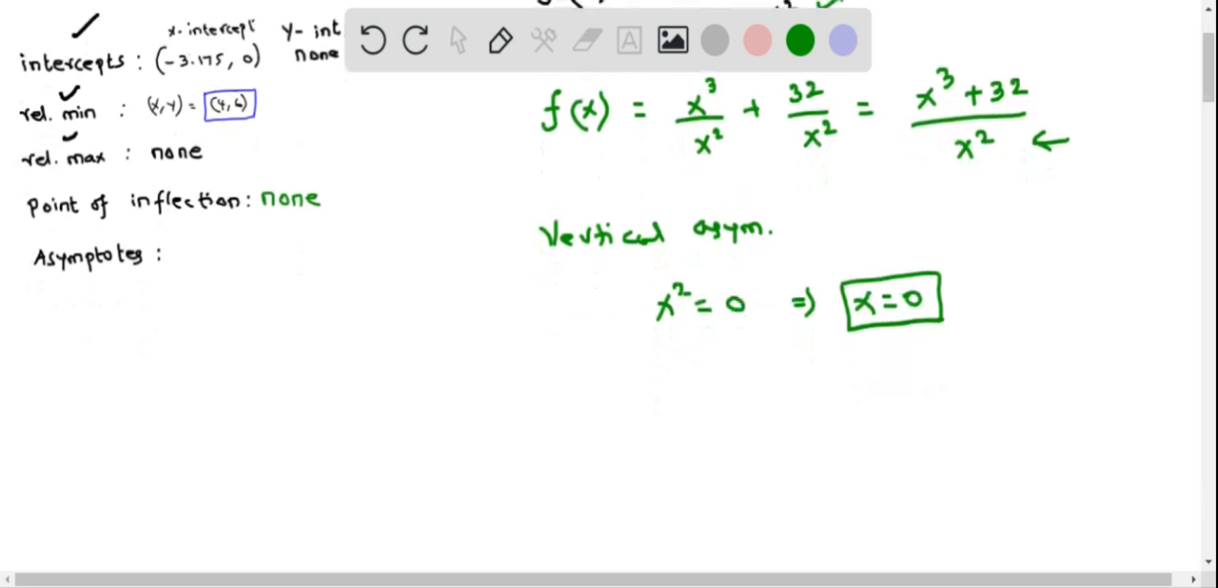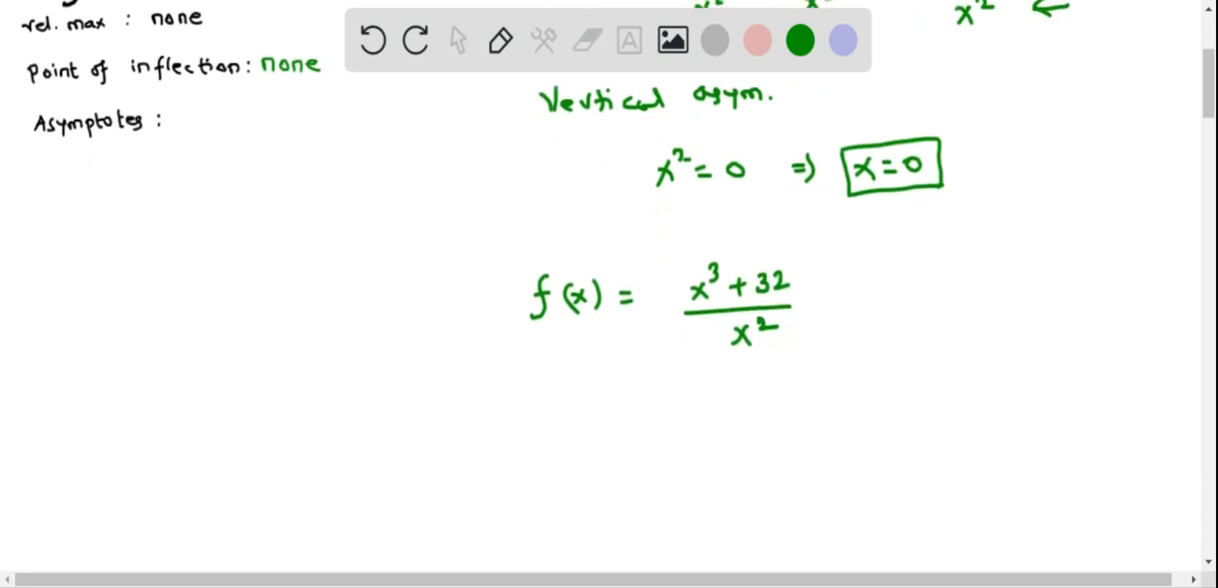Now let's determine if there are any horizontal asymptotes. So let's consider the function f of x equals x cubed plus 32 over x squared. We set the limit as x goes to 0, limit of f of x.